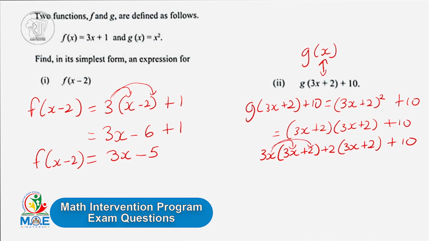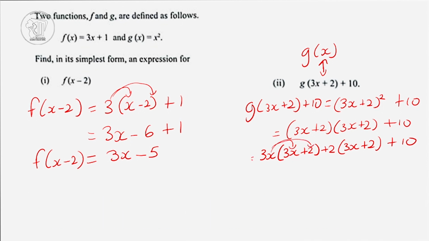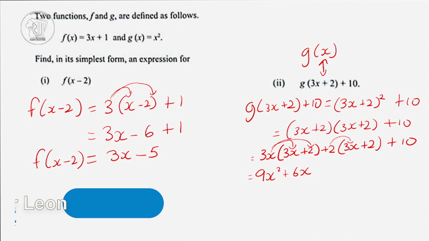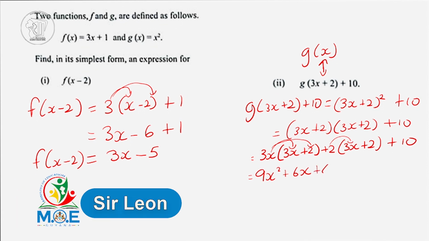So we work out and we distribute. So 3x times 3x will give us 9x squared. 3x times 2 would give us plus 6x. And 2 times 3x would give me plus 6x. And 2 times 2 would give me plus 4. And this will be plus 10. And this will now simplify and give us 9x squared. 6x plus 6x will give me plus 12x. And 4 plus 10 would give me 14.